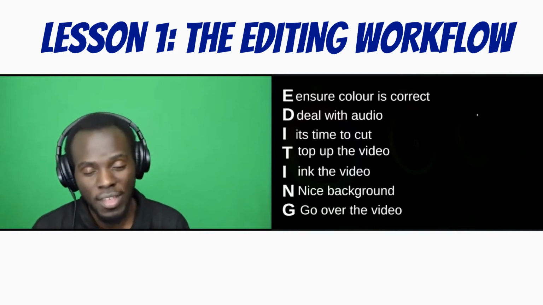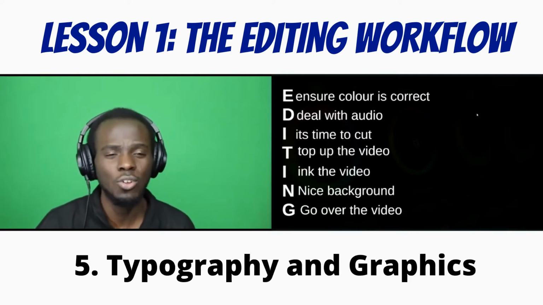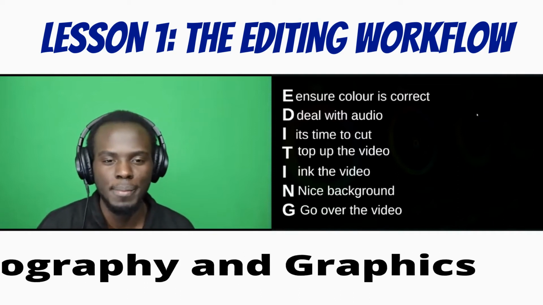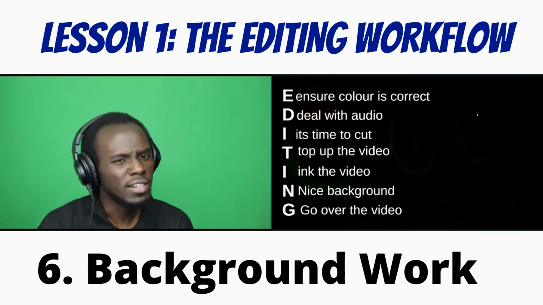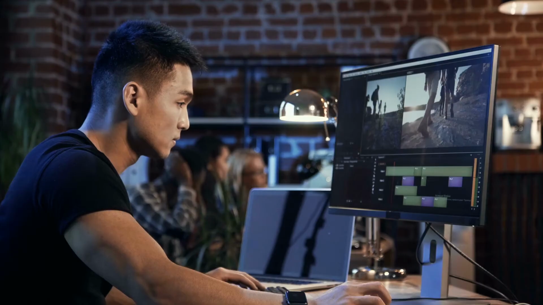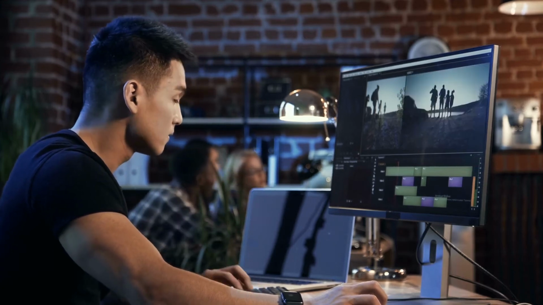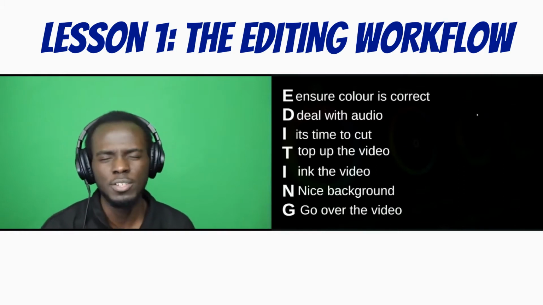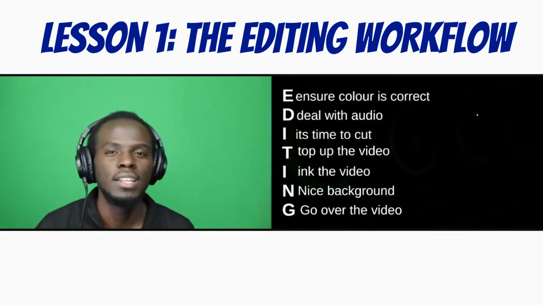Once you're done with that, then you can ink the video, that is, add titles, lower thirds, and other typographic animations. After that, you need to make sure your background is nice. Not necessarily the audio, but the actual background of the whole thing. That would be background music, and it also includes sound effects, anything that spices up the whole video.